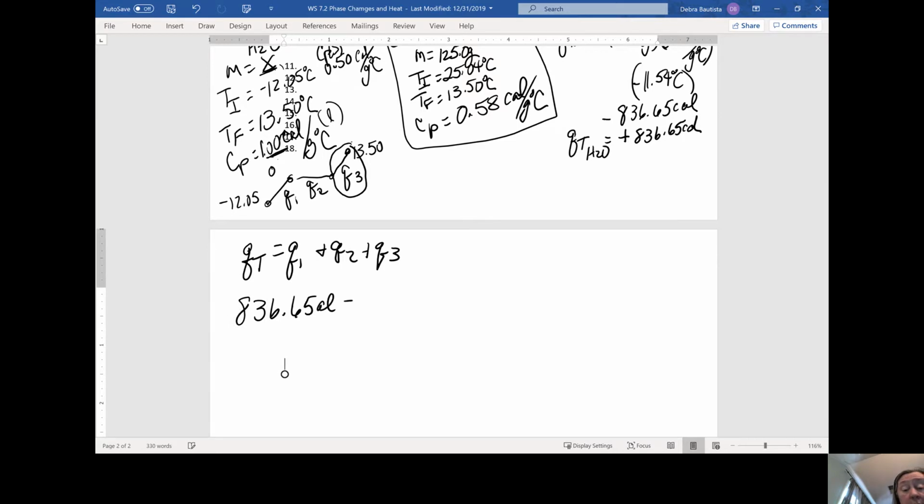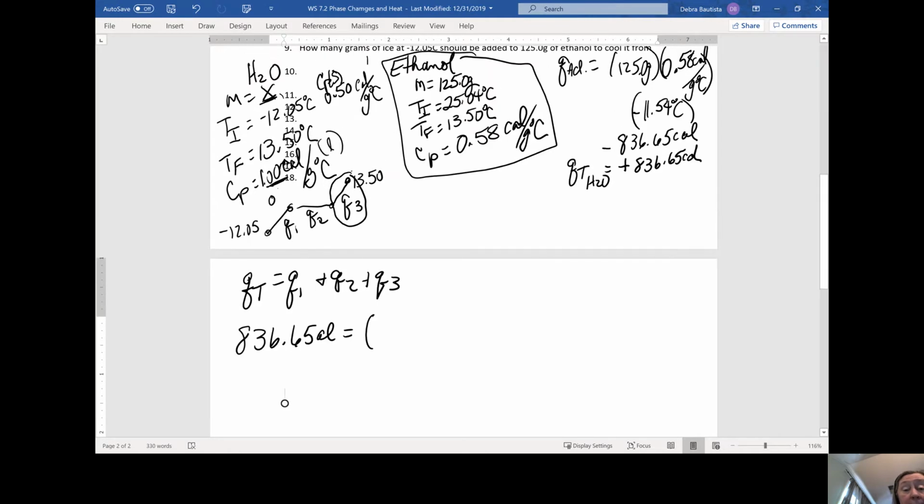So 836.65 calories equals, for Q1, I have ice. So I'm going to use this value. I have X grams, and I have 0.50 calories per gram degrees Celsius, and my temperature change from negative 12.05 to 0 will be final minus initial, so it'll be a positive 12.05 degrees Celsius. That's Q1.